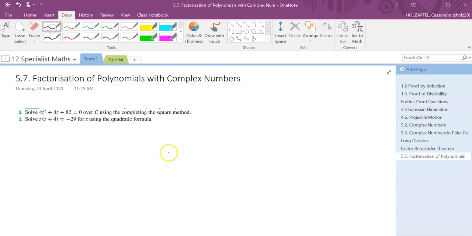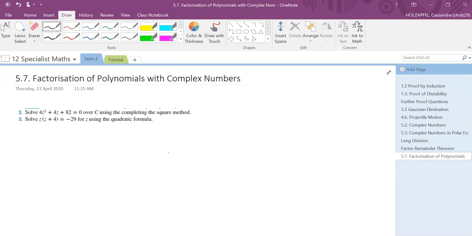Hi guys, so this video is looking at chapter 5.7, factorization of polynomials with complex numbers. I'm going to show you a couple of methods. I'm going to show you the completing the square method because that's my favorite. And I'm going to show you using the quadratic formula. This is just for simple polynomials.